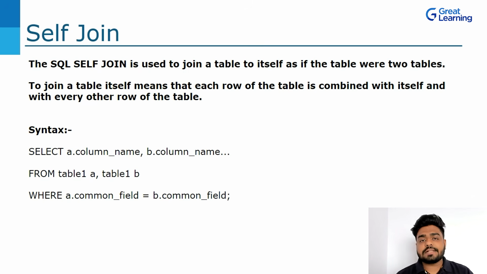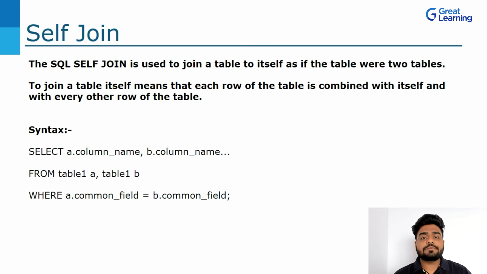But when you talk about self join, there are no two tables. There's only one table which is actually joined with itself. Now you will ask me, how does that happen, right? Because if you don't have two tables, then there's no meaning of joining anything. Now how does that happen? To join a table with itself means that each row of the table is combined with itself and with every other row of the table.